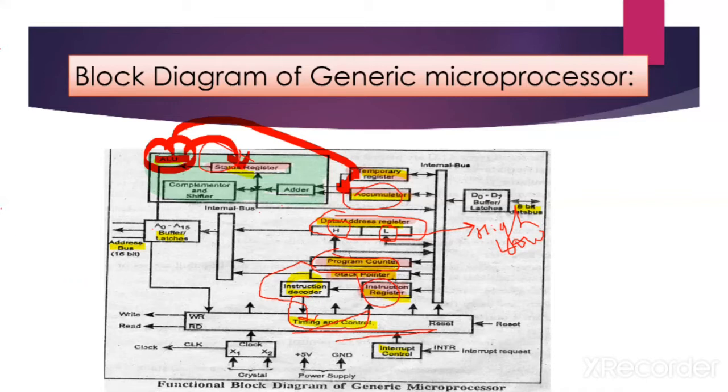Next is address bus. The address bus is a group of 16 lines generally identified as A0 to A15. It is a unidirectional bus, that is, bits flow in one direction from the microprocessor unit to peripheral devices.